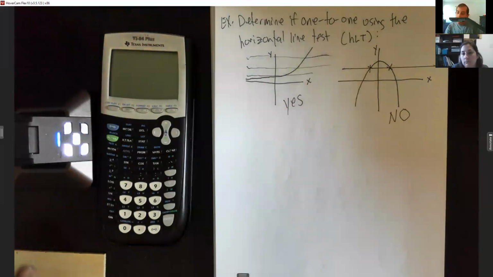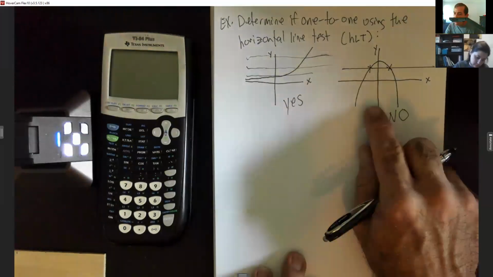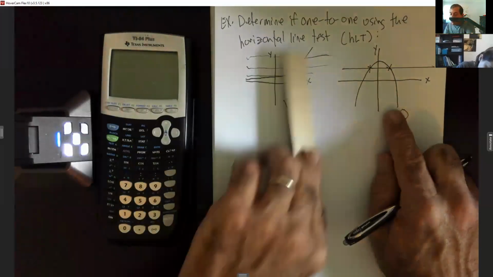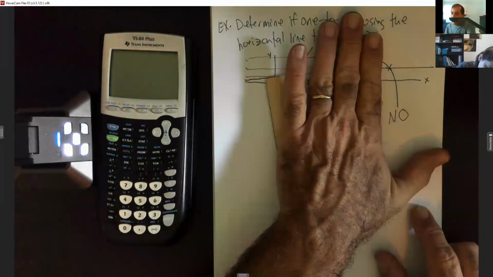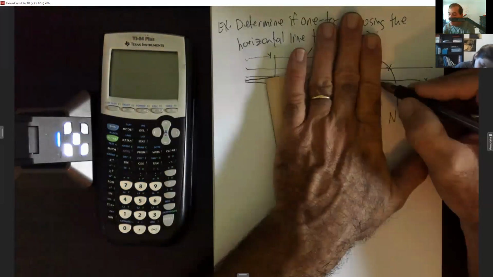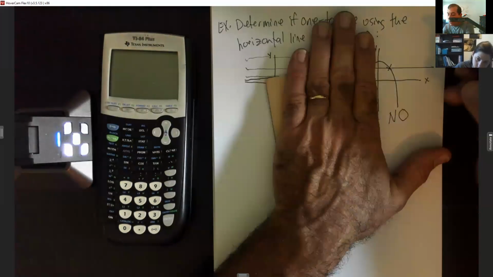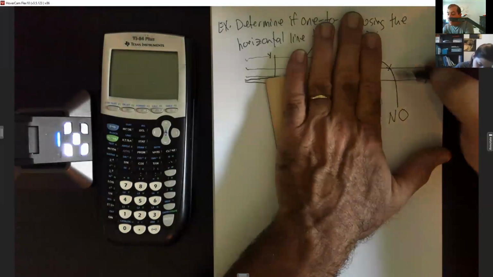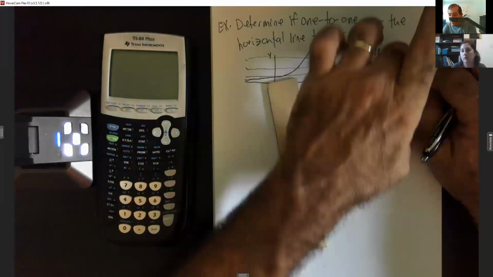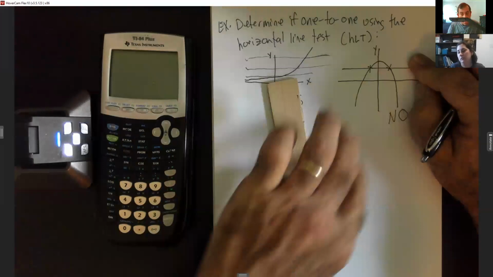Now, if I wanted to do problems that involved parabolas, I would have to restrict the domain to where I said, hey, the X has got to be greater than or equal to 0. If I did that, then only this part of the graph would show, and it would be 1 to 1. But when you got the whole graph there, it's definitely not 1 to 1.